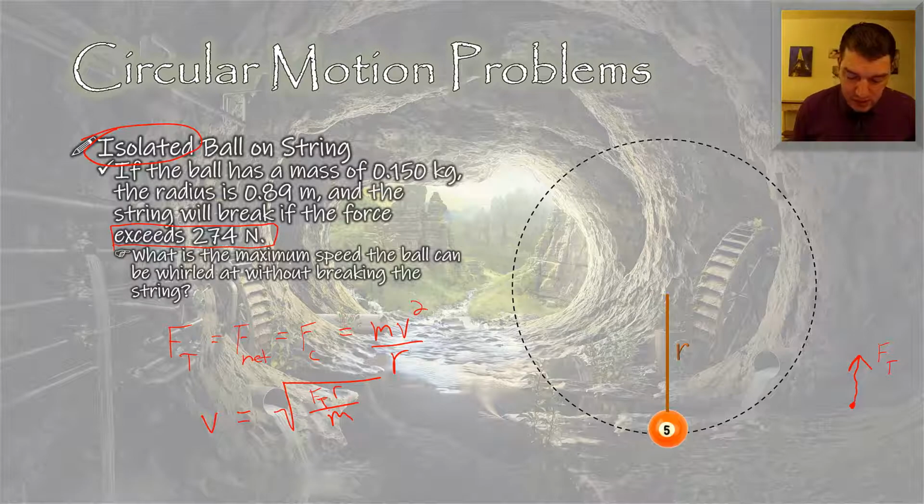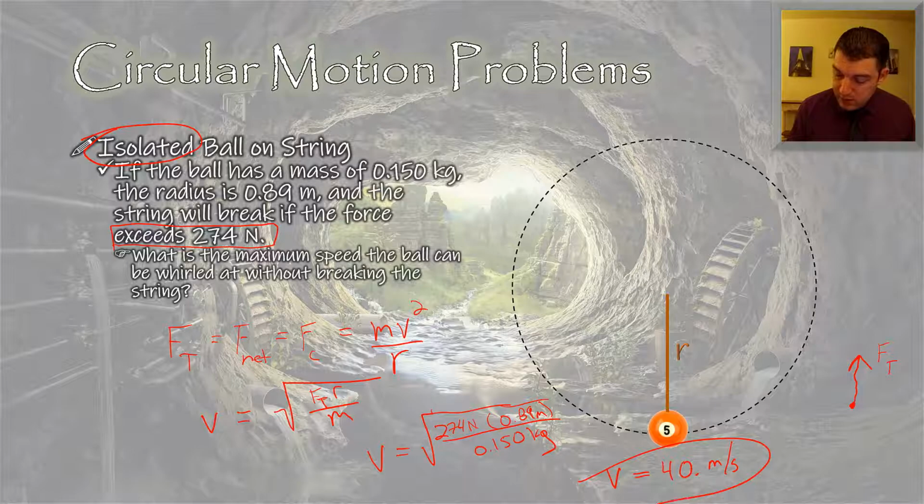What we're really saying is, what would the speed be if the force of tension was 274 newtons, around a radius of 0.89 meters, for a ball with a mass of 0.150 kilograms? And we find out that the v for that force of tension is 40.3204. Going to 2 significant figures, it's going to be 40 meters per second.